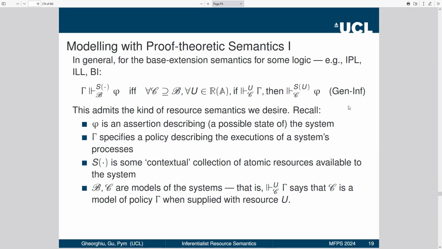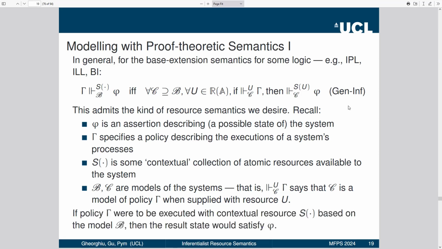So in this case now, in the general setup, you have some notion of atomic resources. In BI, we fix that as bunches. In linear logic, it's multisets. Whatever you like, you get different logic.